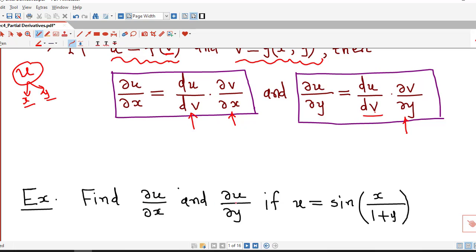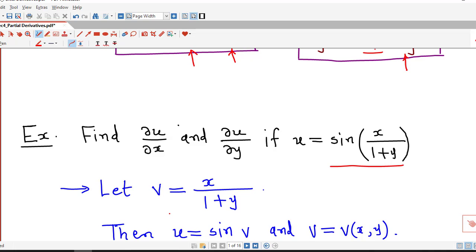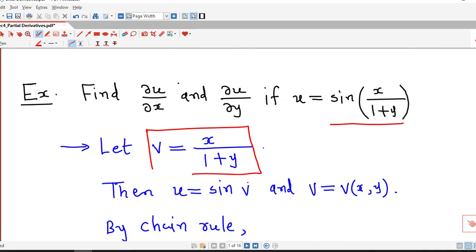Find the partial derivatives of u with respect to x and y if u is given by the function sin of x upon 1 plus y. We take x upon 1 plus y equal to, suppose, v, that is v is a function of x and y. So if we take v equal to x upon 1 plus y, u will be equal to sin v, and v is a function of x and y.